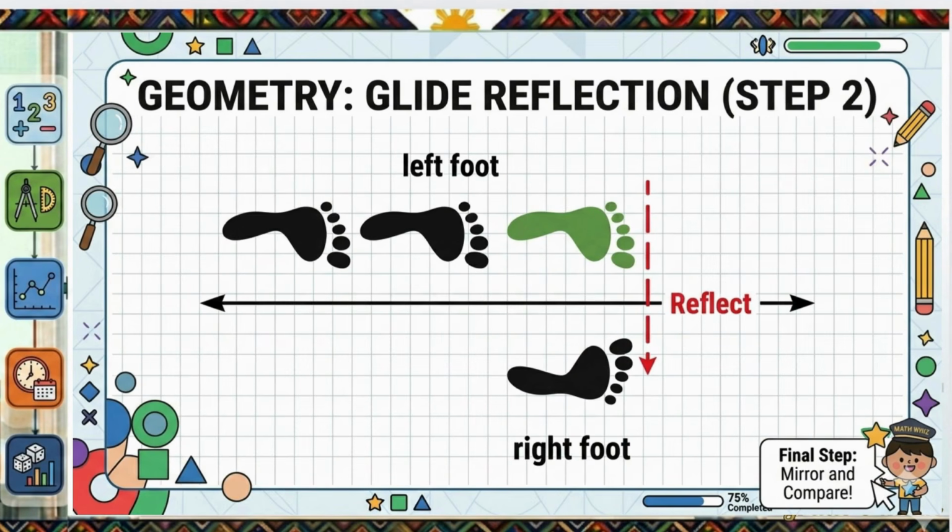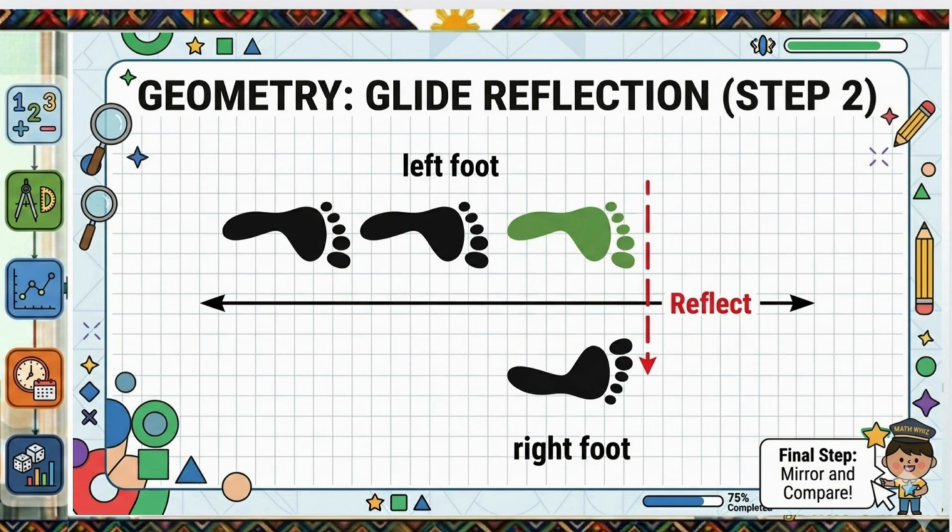We've already done the glide, the slide, and now it's time for the reflection, the flip. This is where the magic happens and the left foot transforms into a right foot. 1. The mirror line, line of symmetry. See that long black horizontal line with the arrows? That is our line of reflection. Think of it as a long mirror placed flat on the ground. Everything that happens above the line must be copied exactly, but flipped, below the line.